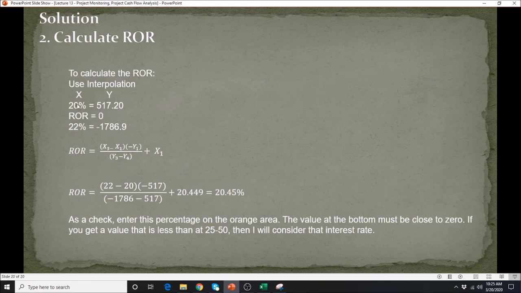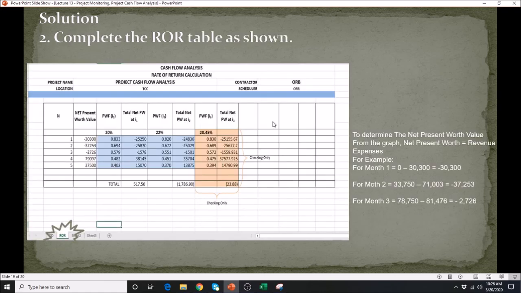Your X3 here is 20, your X2 is 22, your X1 here is 20, multiplied by your Y1, that is your 517, divided by your Y3, that's negative. This should be Y1 is 517. Okay, this is Y1, plus whatever your X1, which is 20%. Solve this equation here and it will give you 20.45.